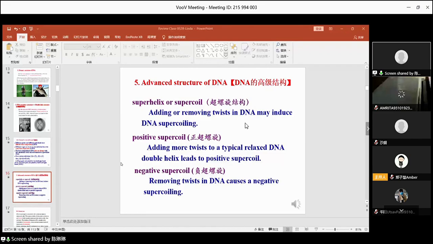Next one, there are 2 kinds of superhelix: positive supercoil and the negative supercoil. Their differences are that in positive supercoil, it is adding some twist to a typical relaxed DNA double helix. And for the negative supercoil, it is removing the twist in DNA, which causes negative supercoiling.